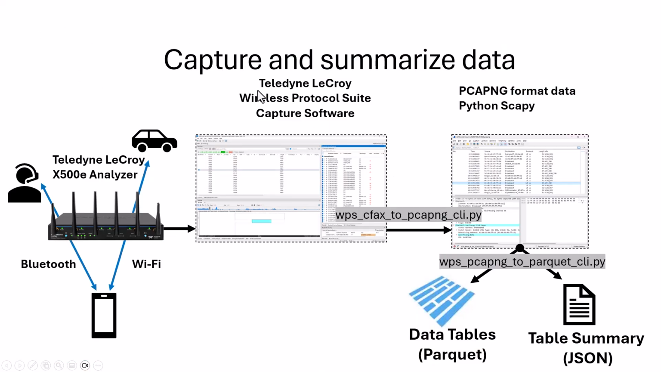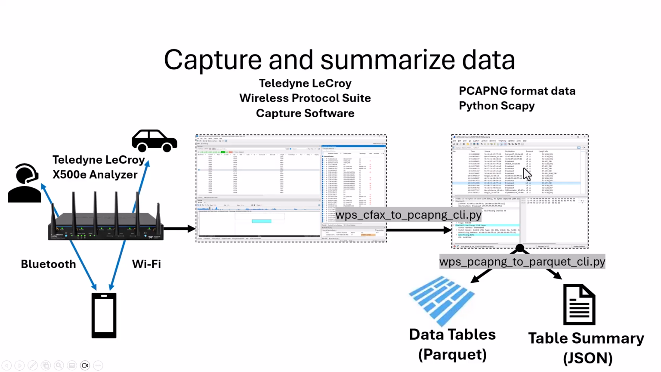So the first step was to capture and summarize the data. So, for example, let's say people are using Bluetooth, and there could be Wi-Fi connectivity with the car and the phone, and so you have an analyzer. In this case, it's a Teledyne LeCroy X500E analyzer that's used to capture the over-the-air data as these communications are taking place, and that's captured with this protocol software. Now, this protocol software has a specific format for its data files, and so we use a script to convert those to a more common PCAP-NG file format that Python tools such as Scapy can then use.